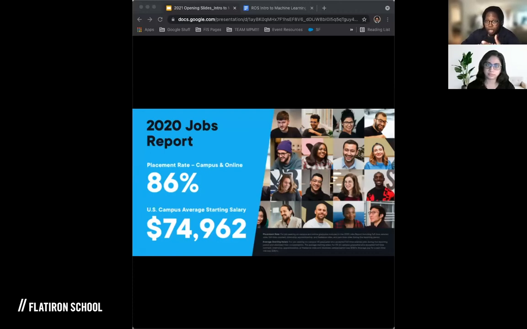Our 2020 jobs report is third-party verified and available on our website in full, but here's a peek. In 2020, 86% of our campus and online students were placed. That doesn't mean that the other 14% did not fill in the gap over time. It's just in this time frame. And the average US starting salary was just under $75,000. So we're doing good things and making sure that people get jobs in places they love and make good money while doing it.